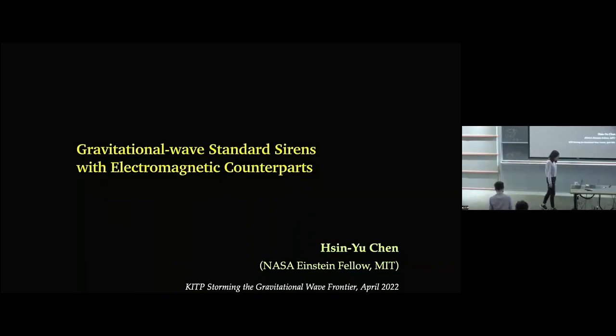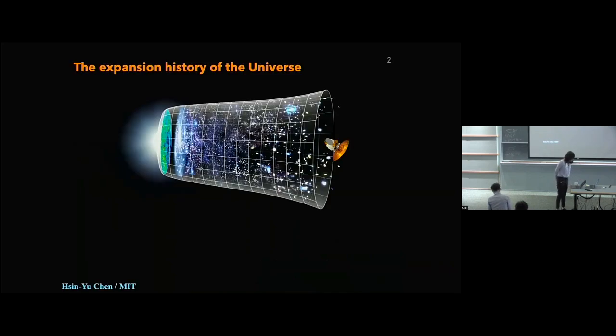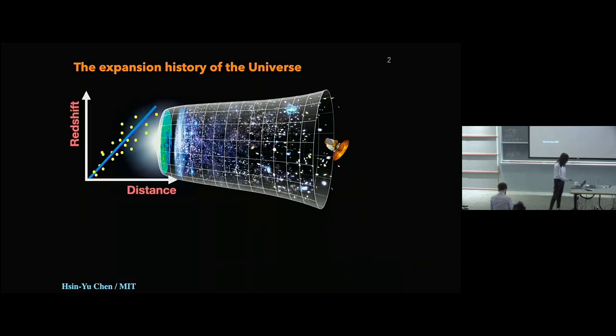I'm going to talk about some application of gravitational wave observations in cosmology. And in cosmology, we would like to study the expansion history of the universe. For example, if we are able to measure how fast an astrophysical object is flying away from us due to the universe expansion, that's the concept of redshift, at any given distance, then we are essentially mapping out the expansion history of the universe.